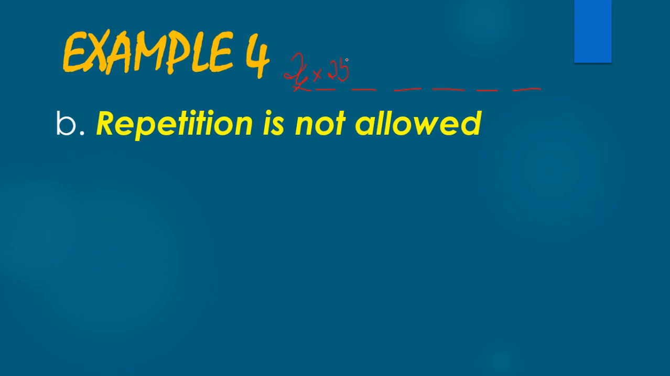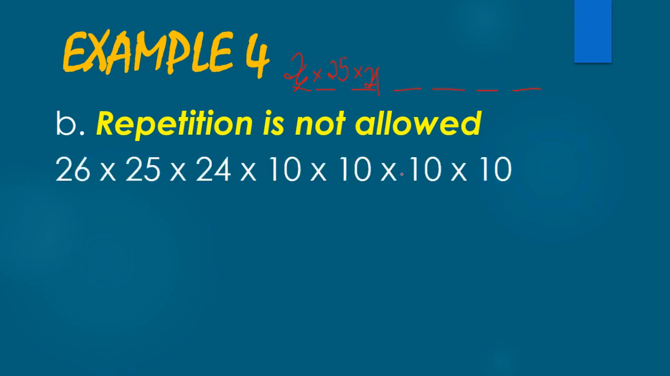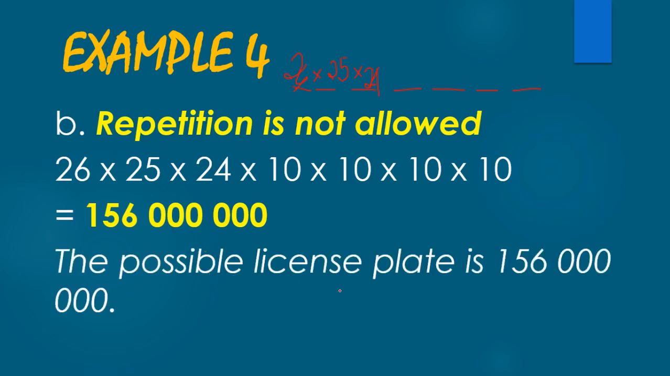And then let's say we use B. So we already used 2 letters. So that becomes 24. And the same thing with the numbers as we have used a while ago. The numbers have no restriction. So it will be 10 times 10 times 10 times 10. So again, we have 26 times 25 times 24 times 10 times 10 times 10 times 10. And that would be equal to 156 million. So that would be the possible license plates if the repetition of letters is not allowed.